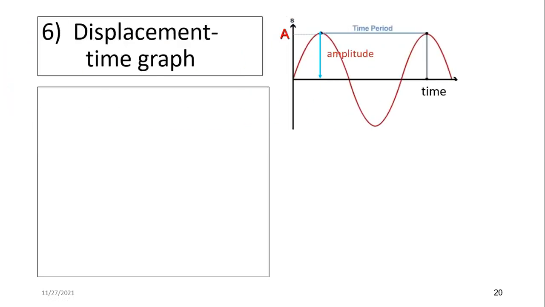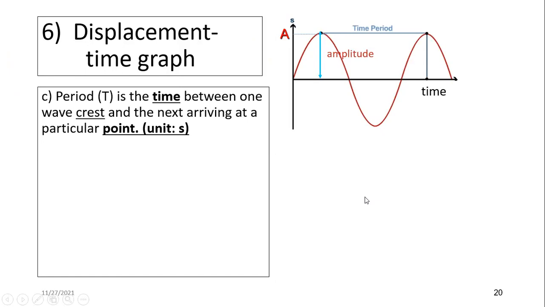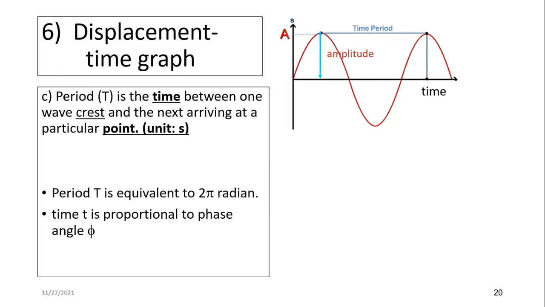Same displacement. s is your displacement. That's your time graph. Period is the time between one wave crest and the next crest arriving at a point. Right? We can be the one observing it. As the crest passes us, we start the stopwatch. As another crest comes along, we stop the stopwatch. That's the period. Measured in seconds.